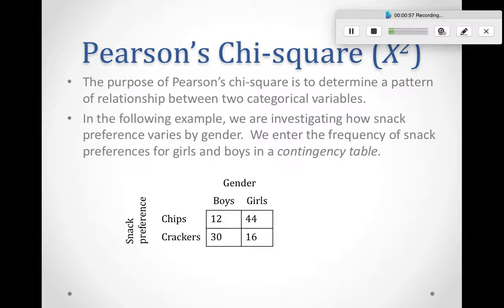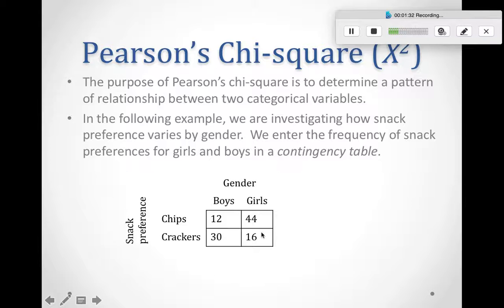So this would be a cross-tabulation table, or crosstab. And we have a 2 by 2 here. So 2 down, 2 over, right? So here's our gender, boys and girls, and here's our snack preference, chips and crackers. We can look at this and see that 12 of the boys preferred chips over crackers, whereas 30 boys preferred crackers over chips. For girls, 44 preferred chips over crackers, 16 preferred crackers over chips. So we can see a relationship here.